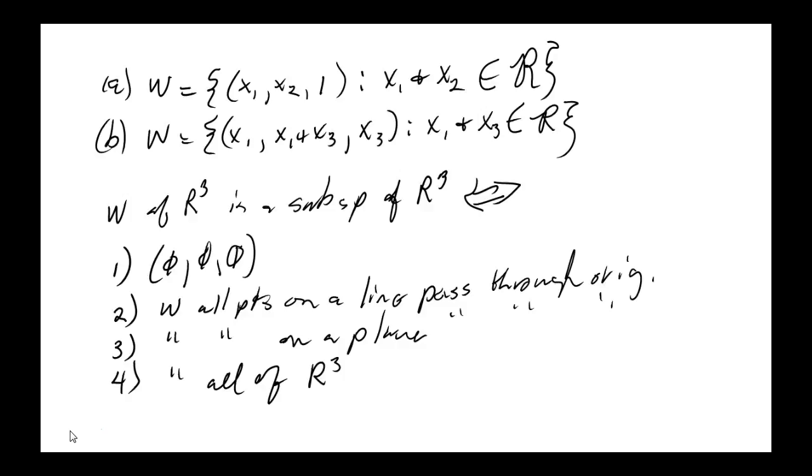Objectives here: write a linear combination of a set of vectors in a vector space. Determine whether a set S of vectors in a vector space V is a spanning set of V. Obviously, we need to know what a spanning set is. And determine whether a set of vectors in a vector space is linearly independent. Okay, three objectives here. Let's start with linear combinations of vectors in a vector space.